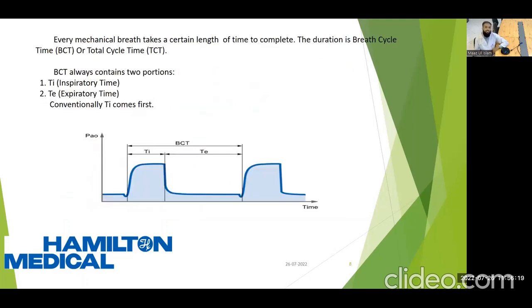Every mechanical breath takes a certain length of time to complete. The duration is the breath cycle time, or total cycle time, BCT. BCT always contains two portions, TI, inspiratory time, and TE, expiratory time. First of all, you should understand BCT. BCT is not rocket science. BCT is simply breath cycle time: one complete respiration, including inspiratory phase and expiratory phase. So BCT is breath cycle time.